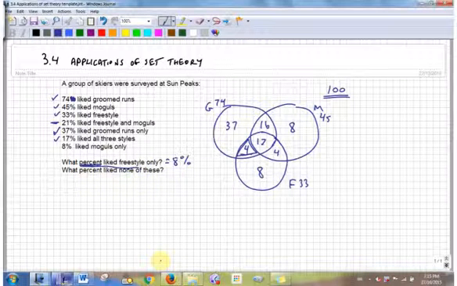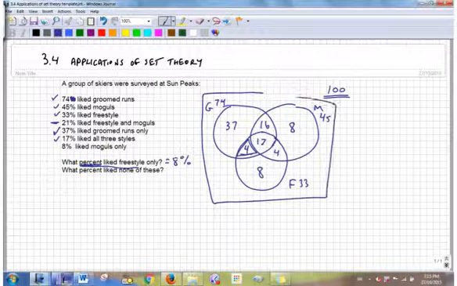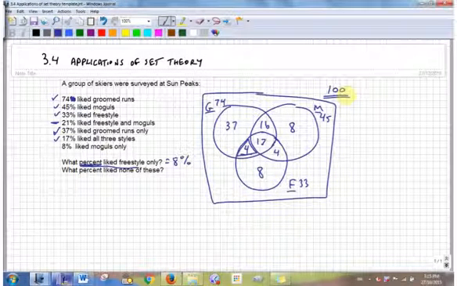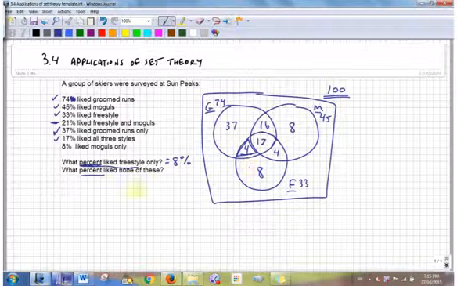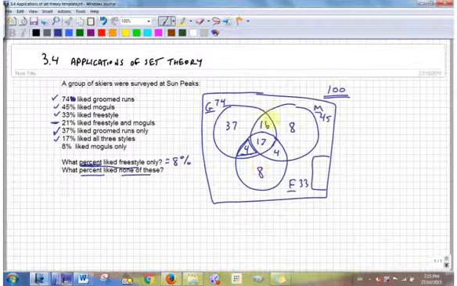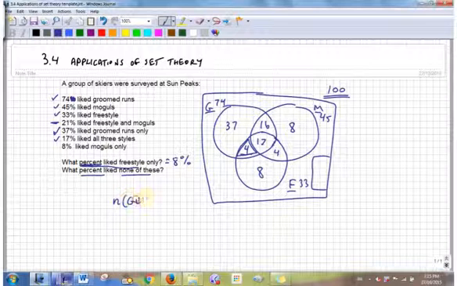Okay, what percent like none of these? Well, there's a union here between groomed, moguls, and freestyle. There's 100 people surveyed. There may be some that liked none of these. How many will fit outside of these 3 circles? Well, all I need to do is add all these up. What is the union between G and M and F?